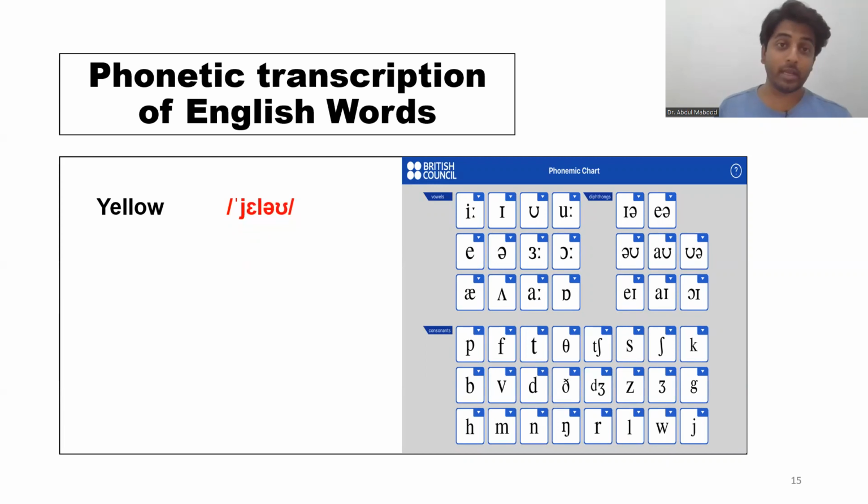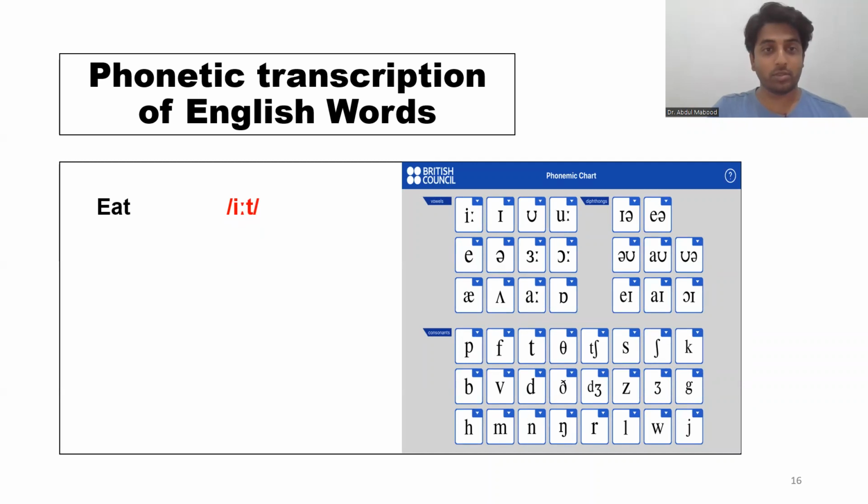Now, again, I would draw your attention here. See, I said yo. Yo is represented by this symbol. Okay, so it is yellow. Now, next word we have beautiful. Again, yo sound.